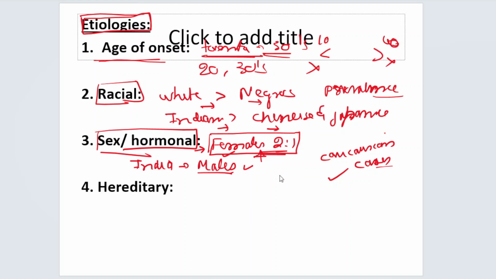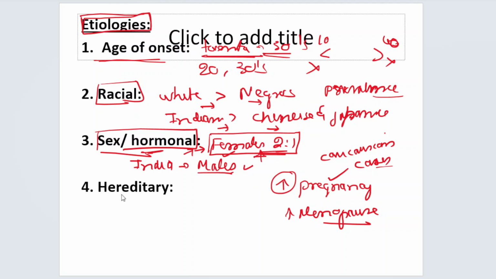When it is occurring more common in females, it means that there is some hormonal factor involved. Then also we see that the disease progresses rapidly during pregnancy and during menopause. So there is some hormonal factor causing the rapid progression of the disease, that is otosclerosis. So there is some hormonal etiology.